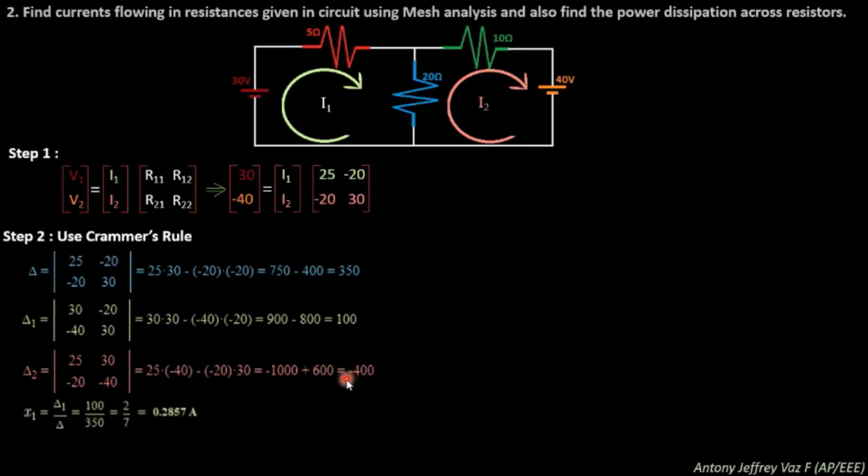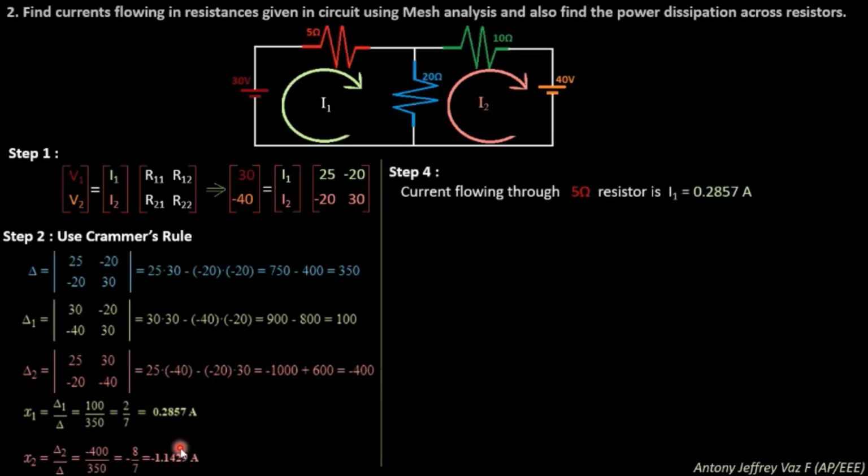Then to find the current I1, what you need to do is delta 1 divided by delta, which is nothing but 0.2857 amperes. Here x1 represents the current I1. Don't worry, I forgot to change this. x1 is I1, x2 is I2. I2 is 1.1429 amperes.